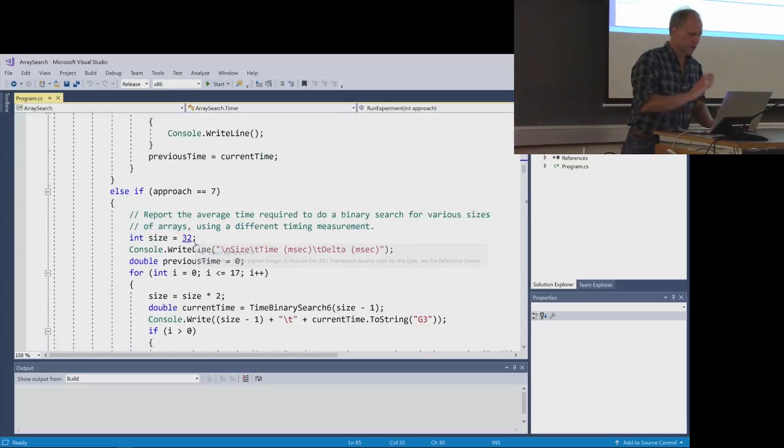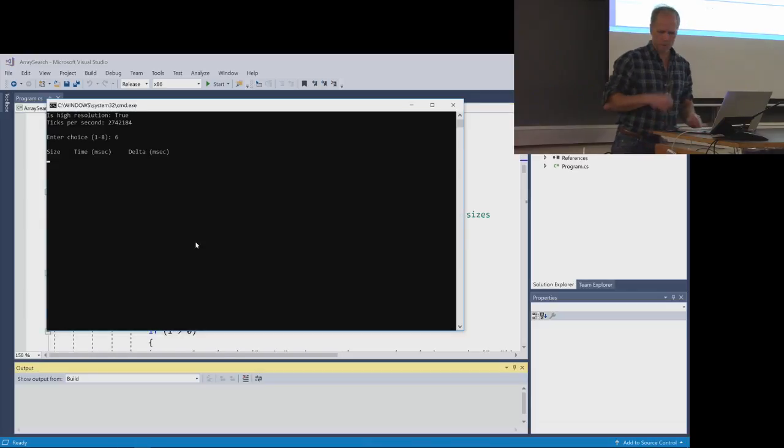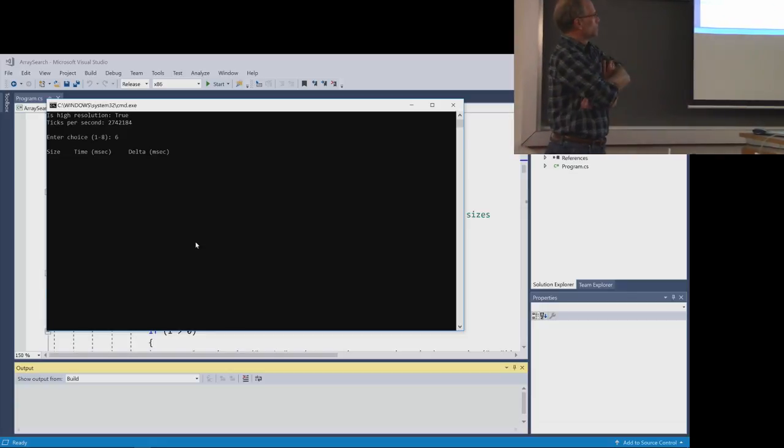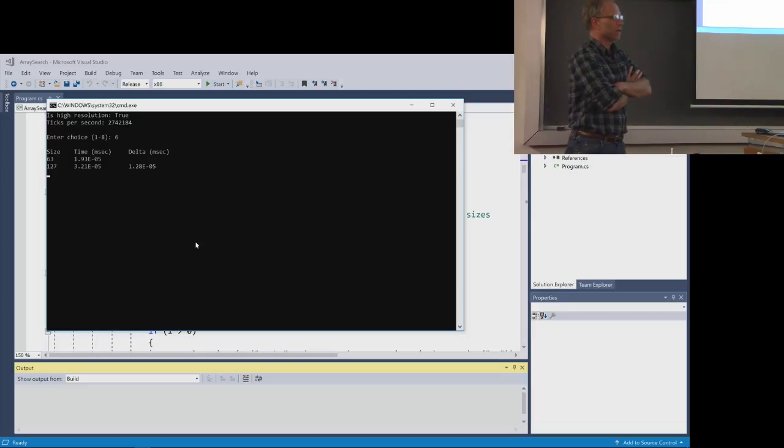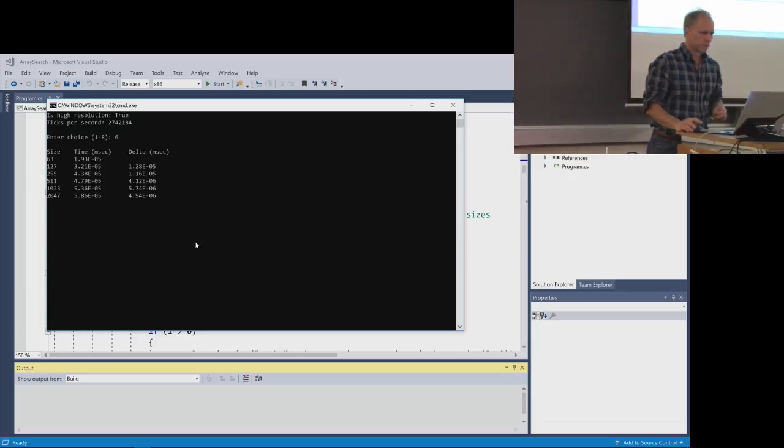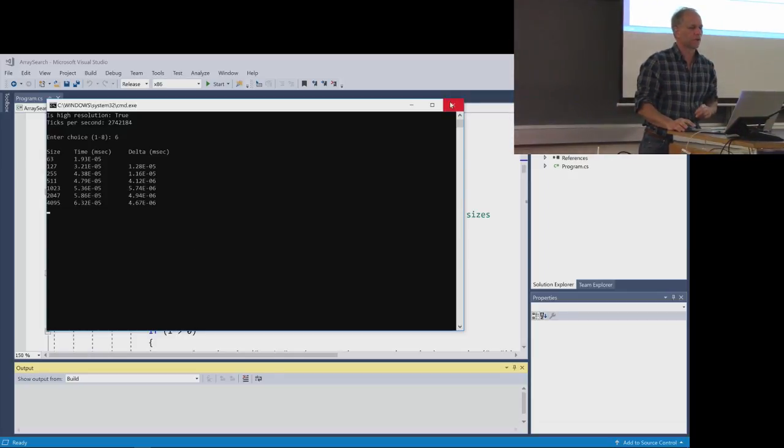Anyway, it's nice to be able to time algorithms, but this is what tells you the number you can use. So size 63 took 1.9 times 10 to the minus 5th. That's not what I care about. What I care about is how much it goes up by. So we went to a 127 element array, and the difference between that and the previous time was 1.28 times 10 to the minus 5th. The next time the difference was 1.16 times 10 to the minus fifth. This one, 4.12 times 10 to the minus sixth. Now we're doing a longer array, 5.74 times 10 to the minus sixth. Okay, 4.94 times 10 to the minus sixth. And the next one, 4.67 times 10 to the minus sixth.